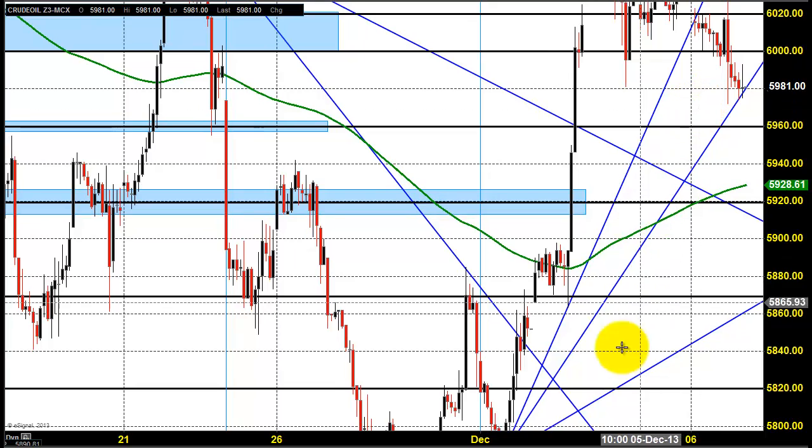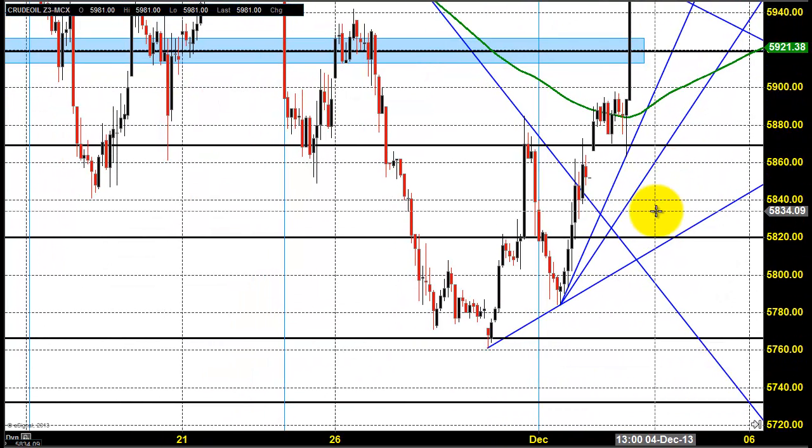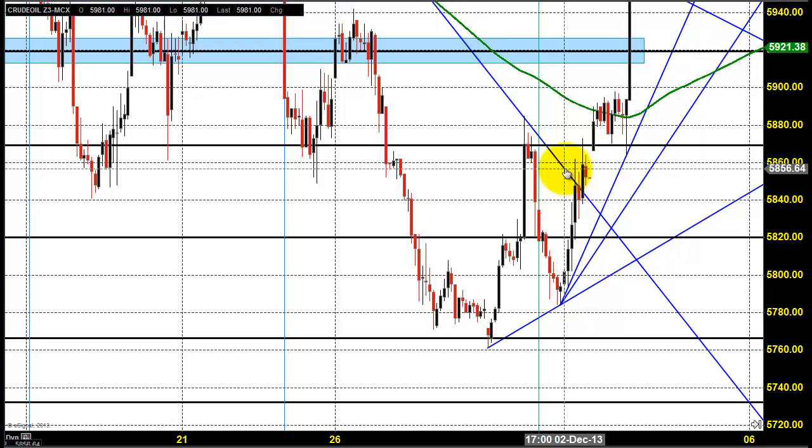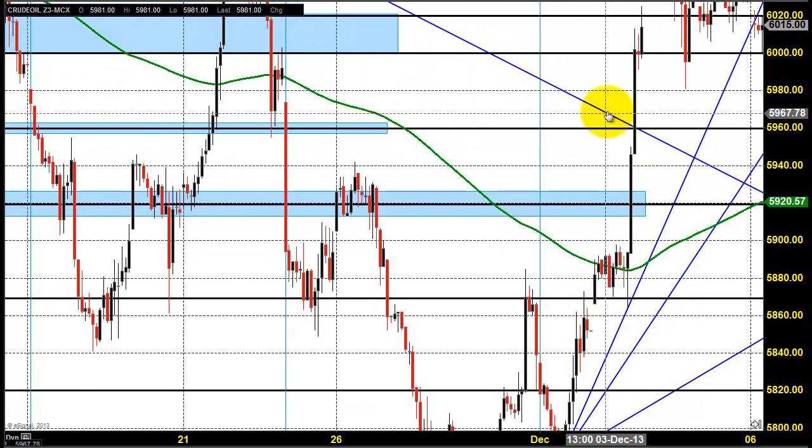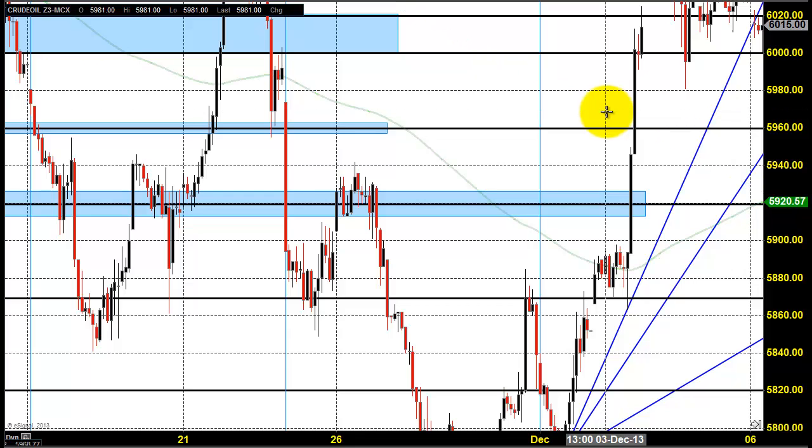Now let us see what we can do for this week. In order to avoid confusion, I am going to delete this downtrend line because it is not quite important at this point of time.